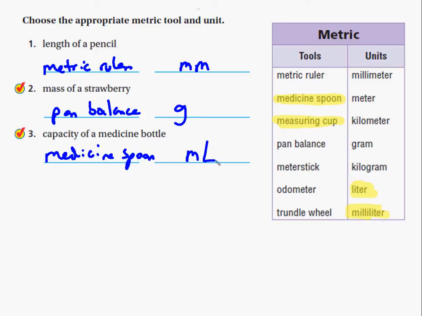So milliliters. And so basically what we want to get out of this assignment is just to get a sense of how big these units are and what tools we would use to measure certain types of measurements and sizes of those measurements. We want this to be intuitive and to make sense.